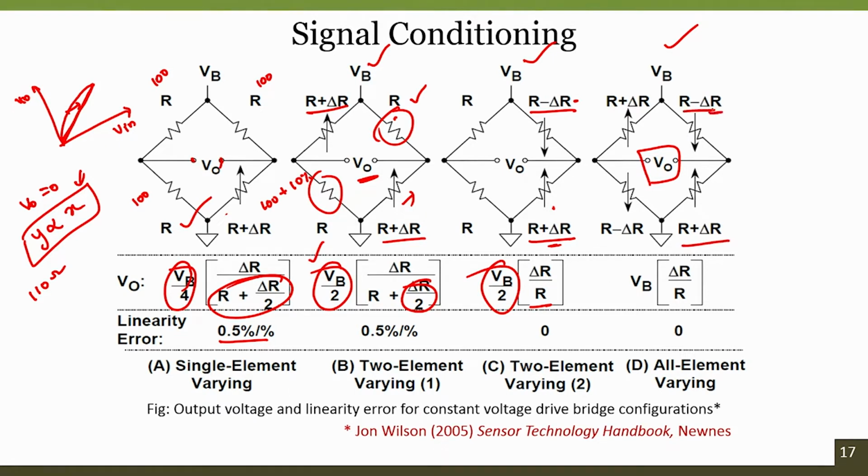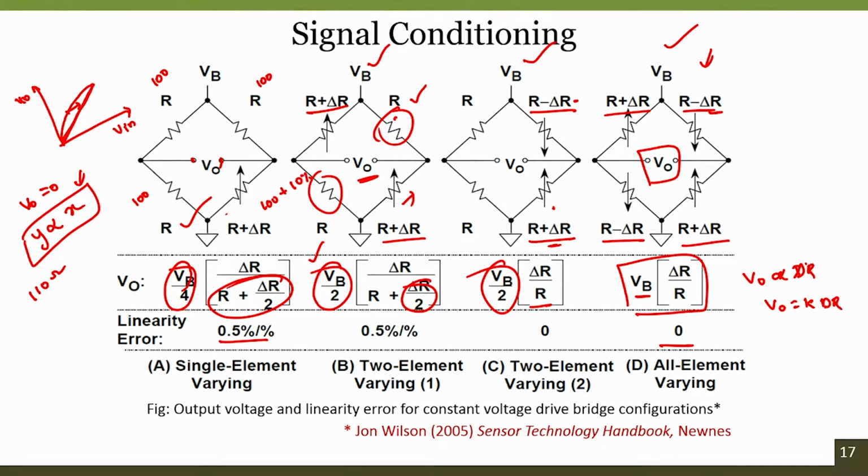If this is R minus delta R, this should be R plus delta R, and this is R minus delta R. Placing in this configuration avoids a complete nonlinearity error. Nonlinearity error is 0 and the output voltage is VB. So no attenuation is involved. In this case, V naught is directly proportional to delta R. So VB by R is the factor, the proportionality constant K.